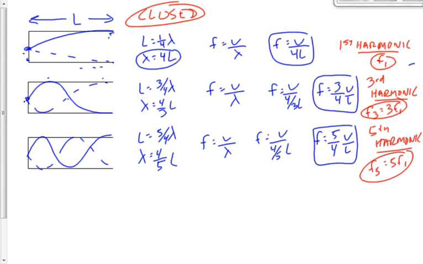A closed air column, equations are different. It's going to be a little bit different than the problems you did yesterday because the equations are different and because there are no even harmonics. But if you remember those two things, difference in equations and the fact that there's no even harmonics, then they become just as easy as the questions you did yesterday.